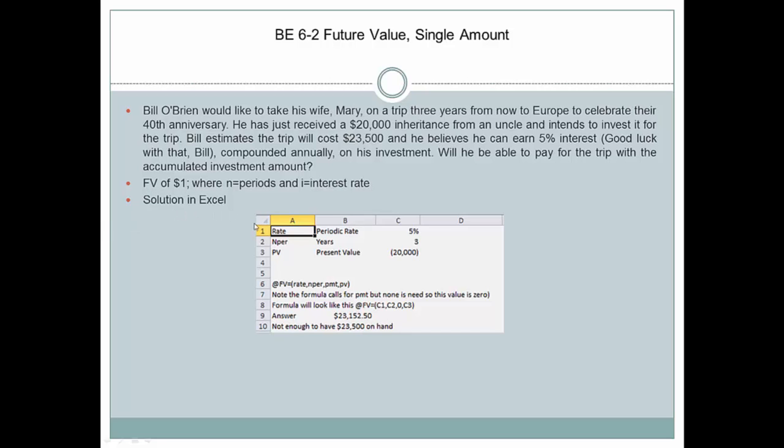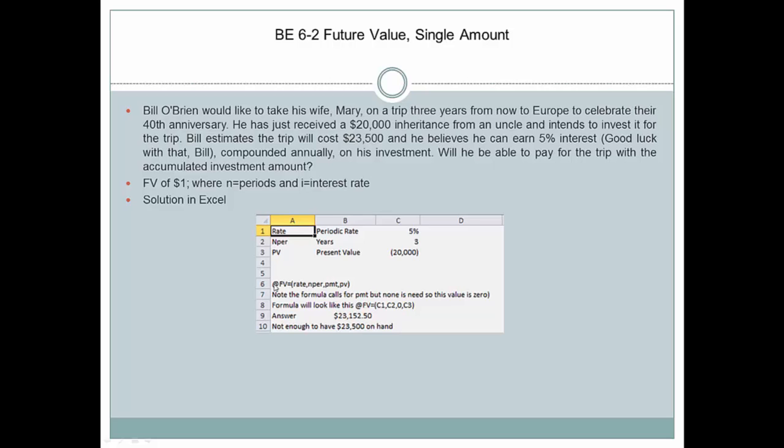Now, the solution in Excel is to take the rate, which is the periodic rate, the annual interest rate of 5%, the number of periods, in this instance it's years, which are 3 years, and the present value, which is the investment. He's going to be paying out $20,000.